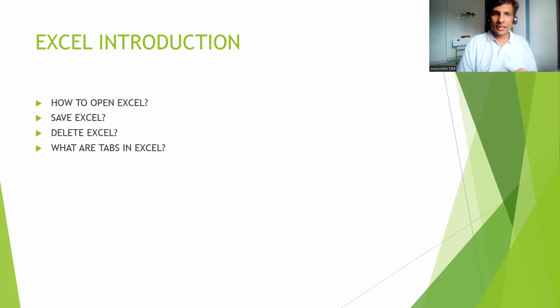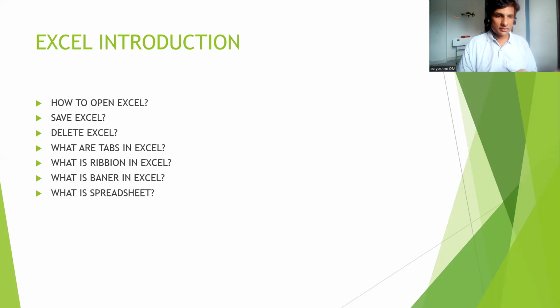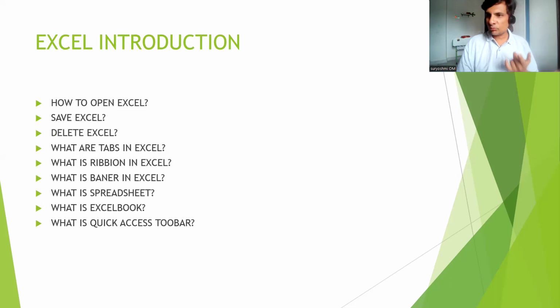Next, see what the tabs in Excel are, what the ribbon in Excel is, and what the banner in Excel is. What is a spreadsheet, what is an Excel workbook? I have already explained the Excel workbook. In PowerPoint, for PPTs, we call it slides while saving, opening or manipulating. A Word file we call a document. Excel we call an Excel book or spreadsheet, or technically, spreadsheet, whatever you call it. What is the quick access toolbar, what are rows and columns, what is data?